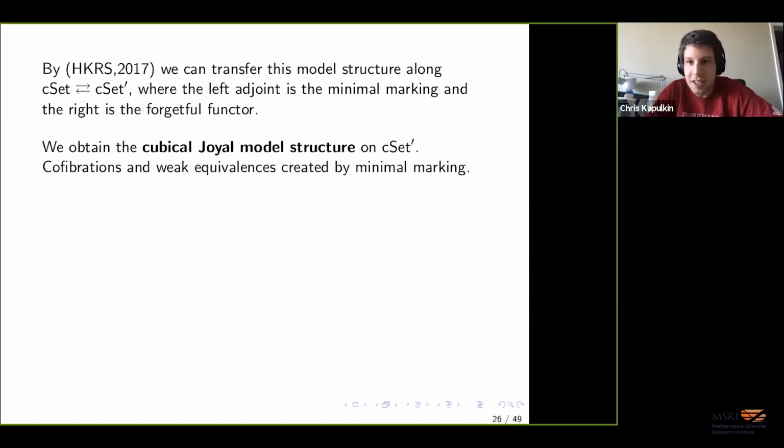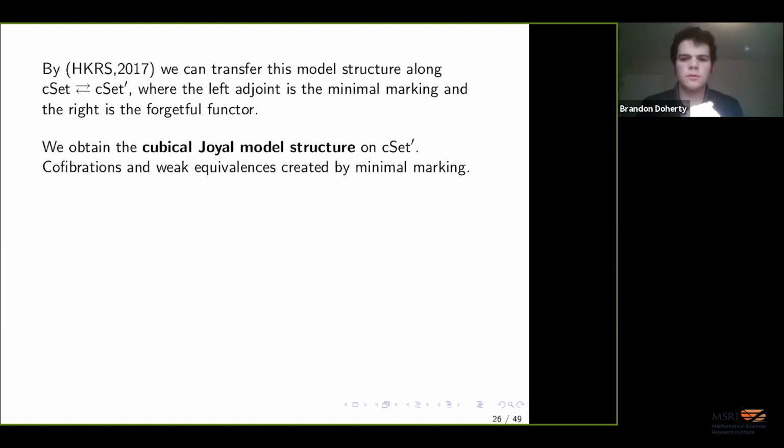All right, folks. We're still here with Brandon Doherty speaking about the cubical models. The floor is all yours. All right. Thank you very much.